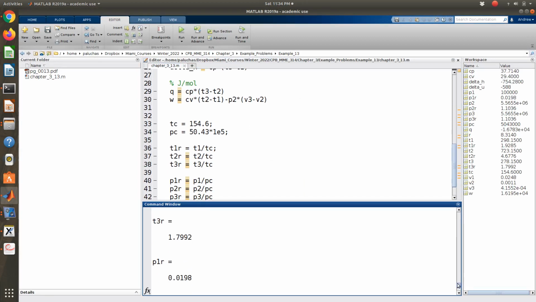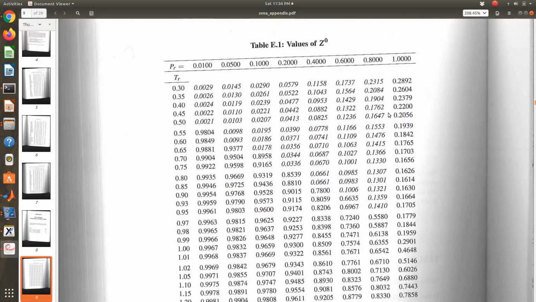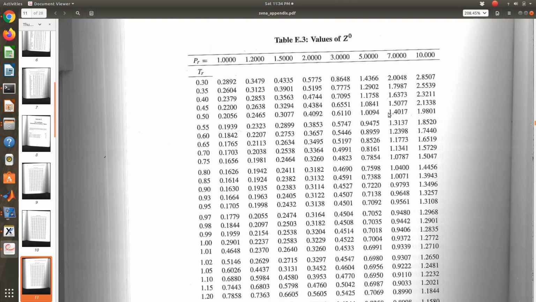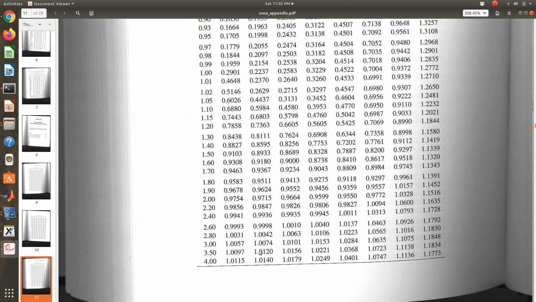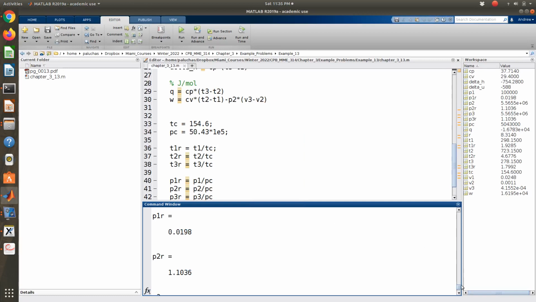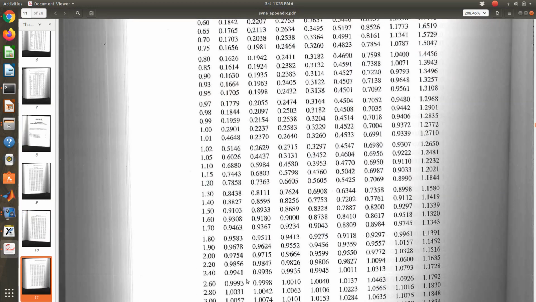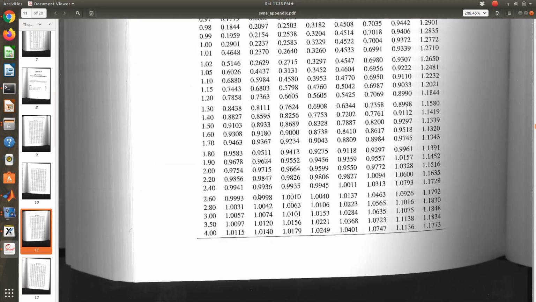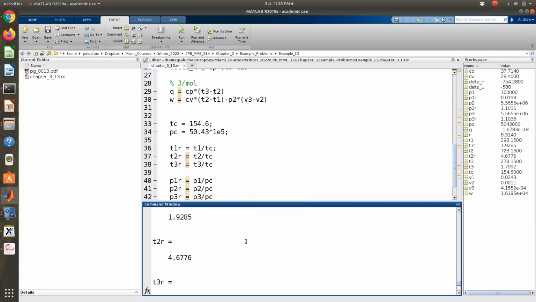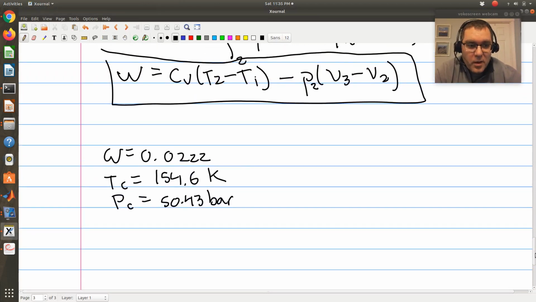For T2, I'm at, say, 4.7 and a reduced pressure of 1.1. Am I on the right table? A reduced temperature of 4.677, so here's 4 and 1 and 2, and you were 1.01. So it's pretty close, not anything significant. So just looking at some numbers, it seems like ideal gas should be reasonable for the problem. Hope that helps. If you have any questions, let me know.